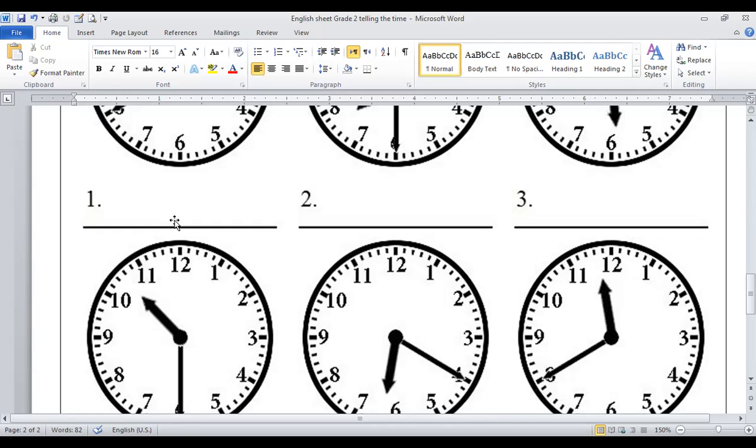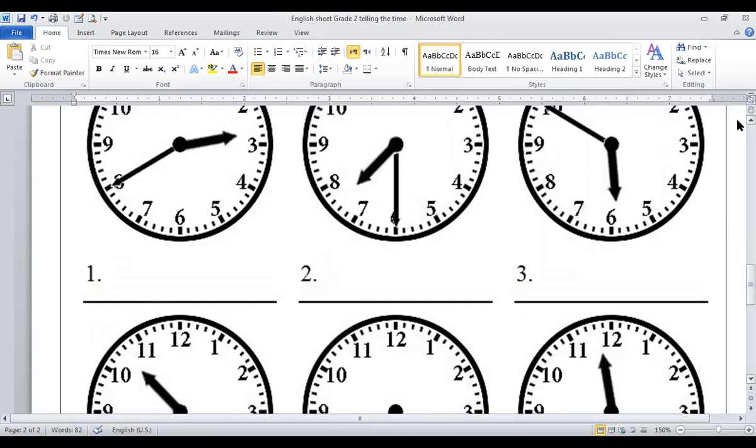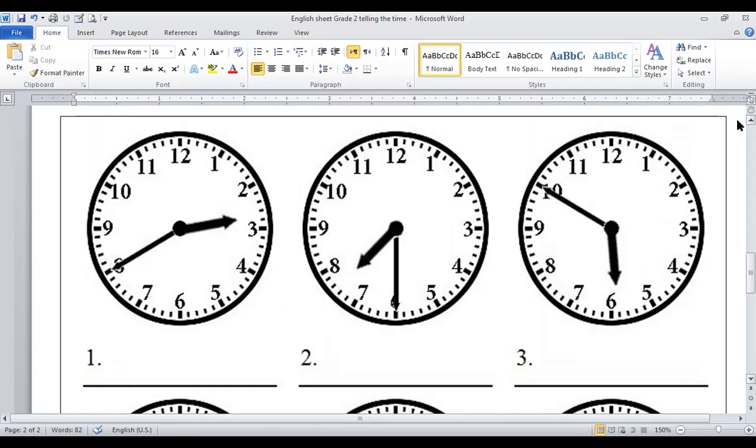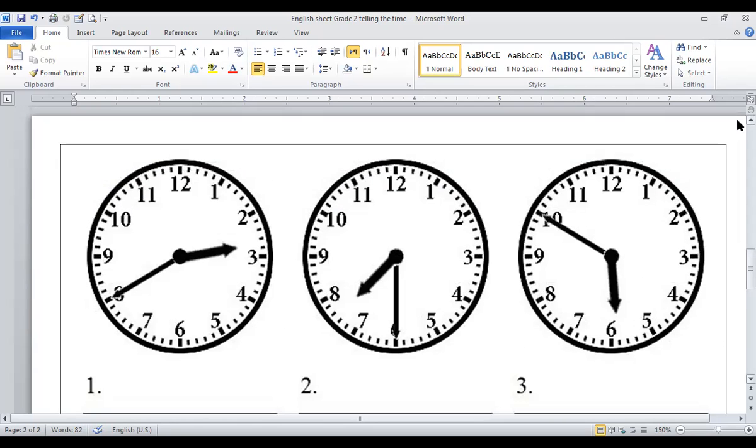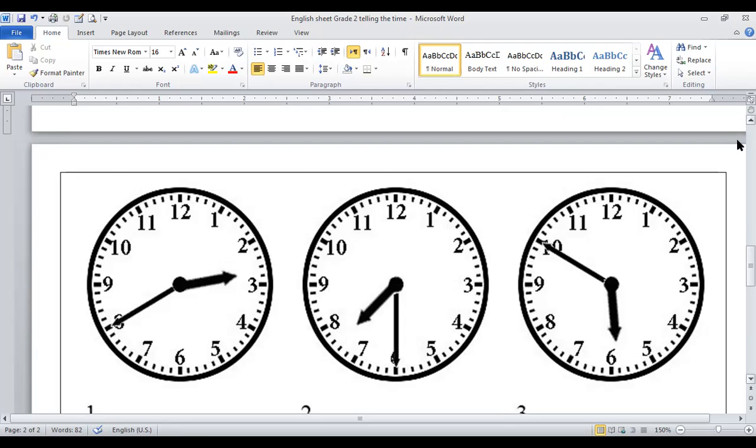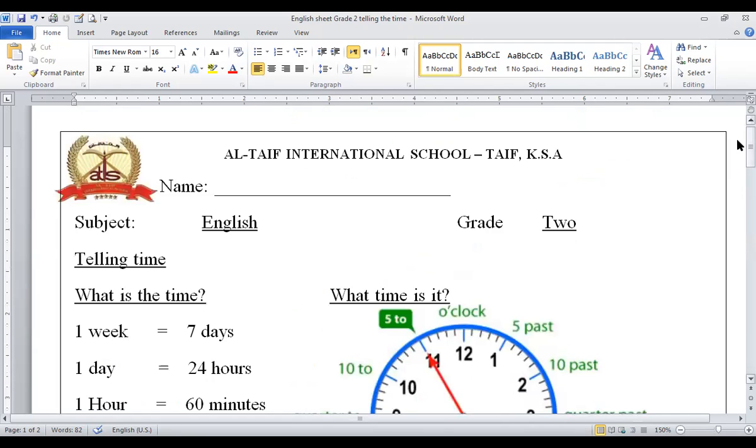And here are different times on the clocks, and you check and write the correct one. Okay boys, this is our topic today, and I will send you this sheet. You must finish this.